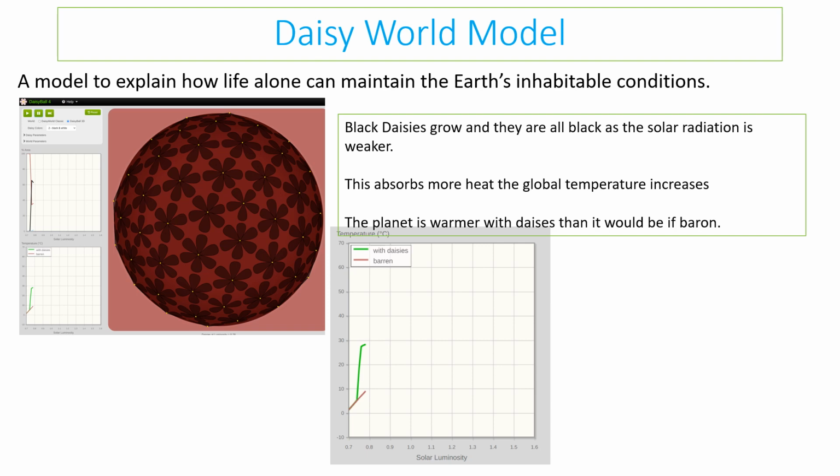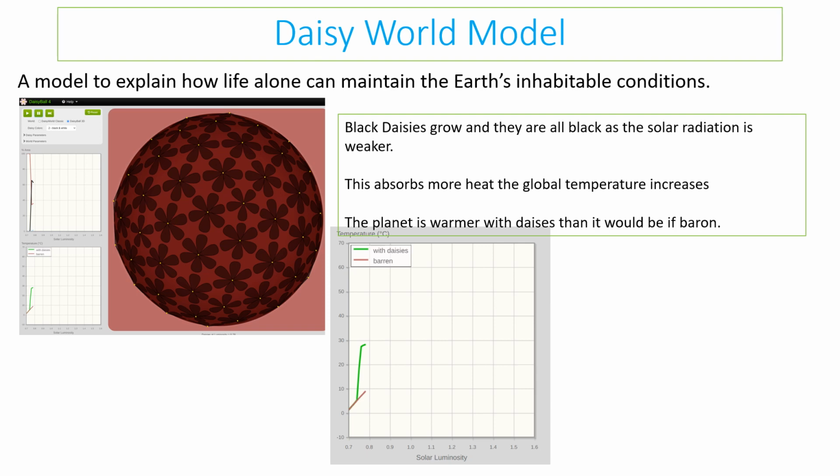So in the early Earth, the sun in this model was releasing very little energy, which we know is true, and the only life that could exist were the black daisies because they absorbed more heat. Then because they absorb more heat energy, the temperature went up and the planet becomes warmer than it would be if the daisies were not there.